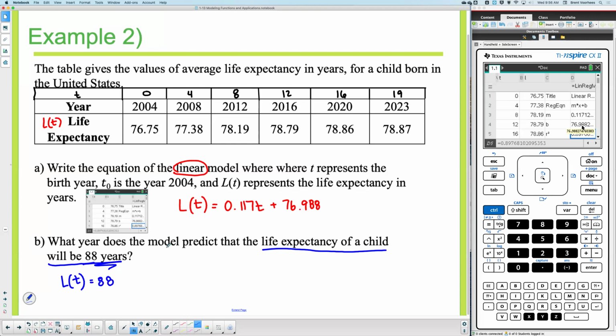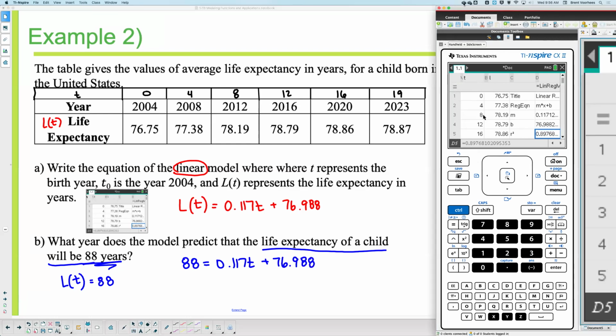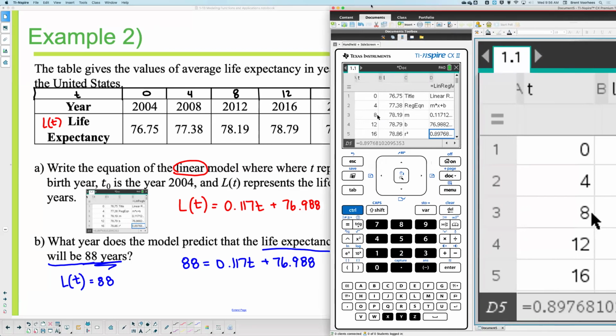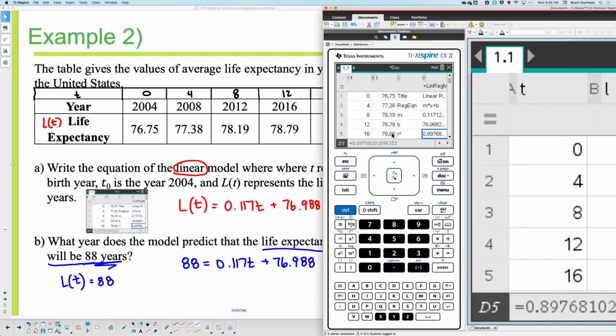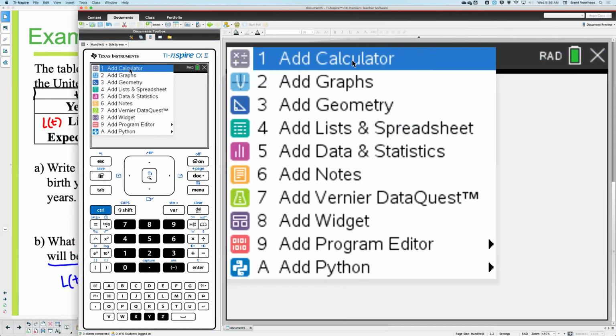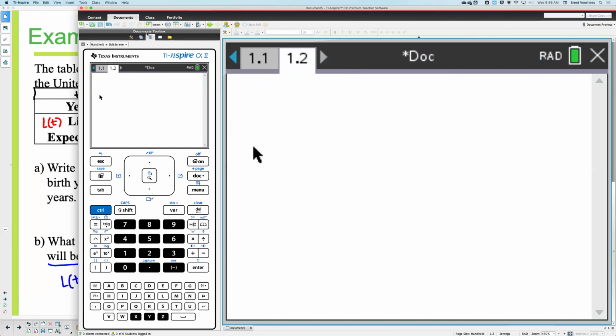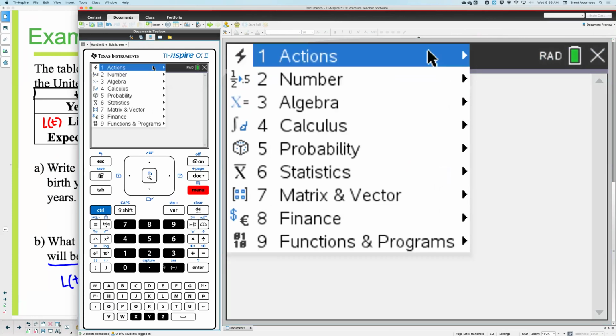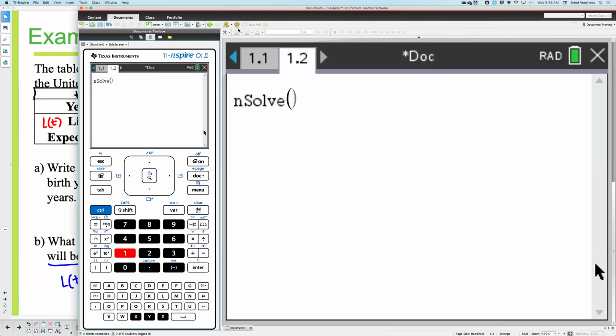So to solve this, we're going to plug that in for L of t and solve. So we're going to say 88 equals 0.117 t plus 76.988. So from your calculator, do you remember what buttons I pressed to figure this out last time? Control dock, very good. Press Control dock. From here, we're going to add a calculator to solve. What buttons are solve? Menu, 3, algebra, 1, numerical solve.